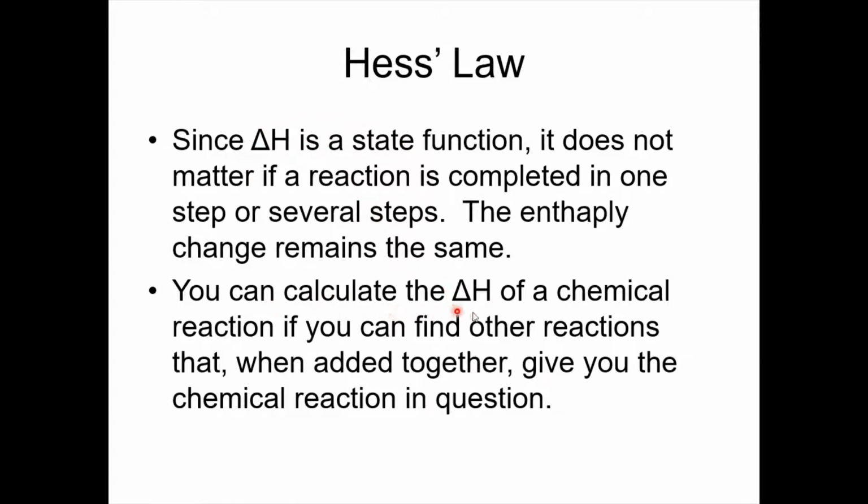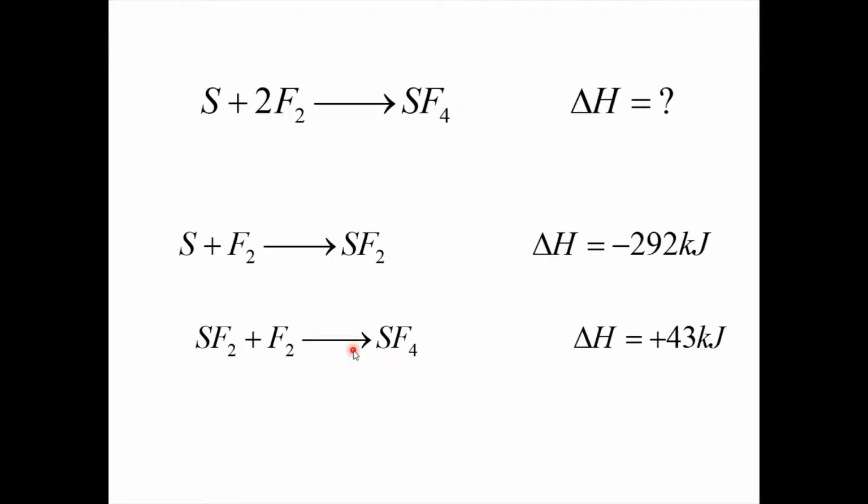So you can calculate the delta H of a chemical reaction if you can find other reactions that, when added together, give you the chemical reaction in question. They may be different reactions. They may not even be parts of the way that your reaction takes place. But if these other reactions add up to the reaction that you're looking for, you can take their delta H's, and then you can use those to calculate the delta H of your reaction, and we'll see that in a little bit. So here's an example.